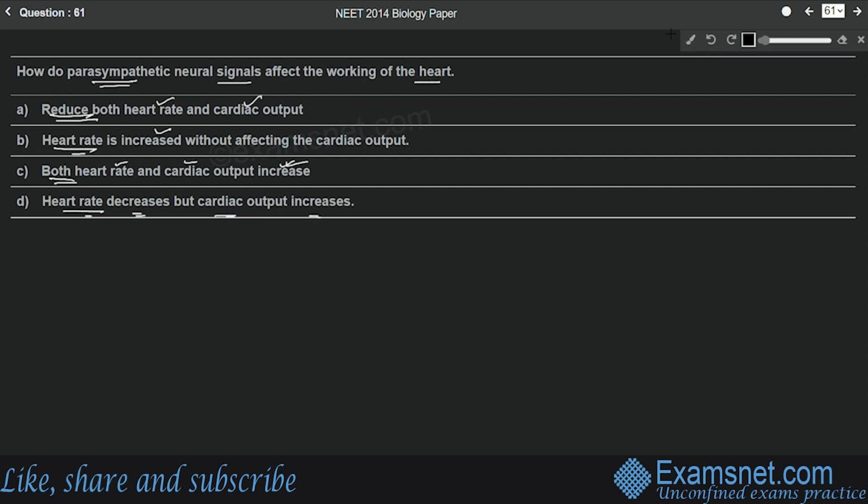Okay, so we know that the parasympathetic nervous system has postganglionic fibers, right? Now these postganglionic fibers of the parasympathetic nervous system secrete acetylcholine. And this acetylcholine in turn decreases the heart rate as well as cardiac output. Okay, so the correct option will be option number A. It reduces both heart rate and cardiac output. Option A will be the correct answer.